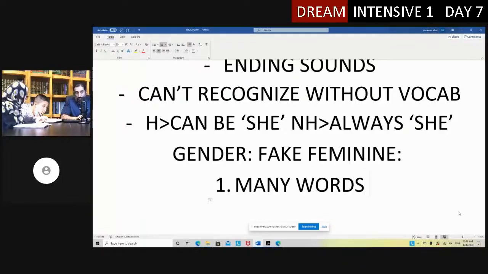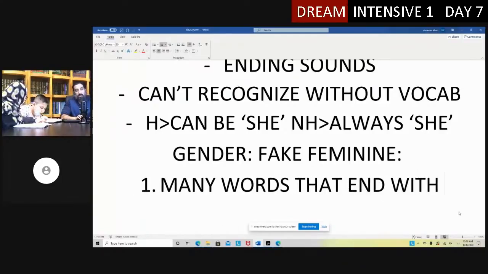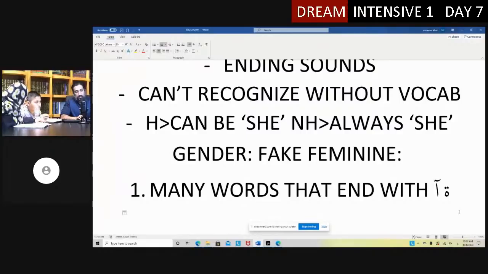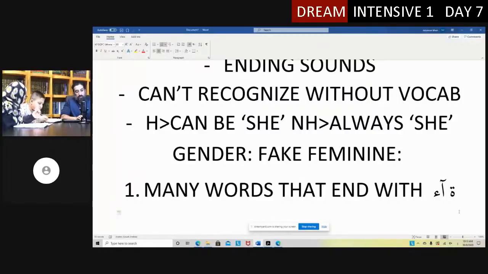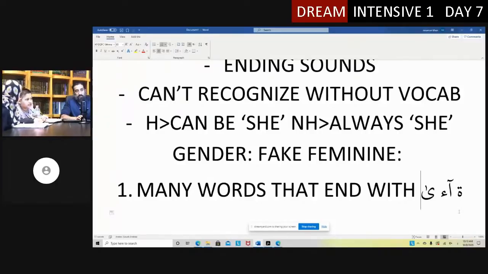Fake feminine was many words, not all words. See, careful language. Many words that end with this guy. The hijab, the squiggly, and Superman with a dagger. Ta marbuta, alif mamduda, alif maqsura. Many of those words can be feminine. I wrote fake and then I put an IN, so I said fake any. Just write fake FEM, and that's good enough. Fake feminine. And number one? Many.